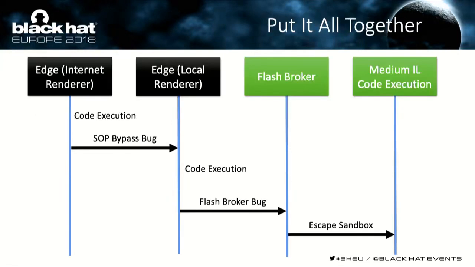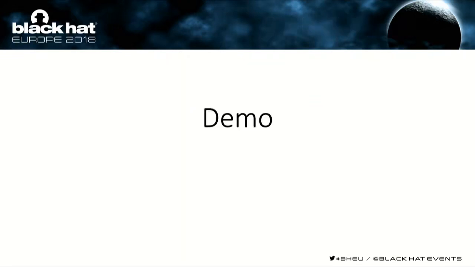Let's put it all together. This diagram shows the entire sandbox escape. First, get code execution in internet zone. Then use SOP bypass to navigate to local zone. Next, another code execution in local zone. Finally, we use a Flash broker to escape the sandbox. Here is a demo video for the exploit chain.